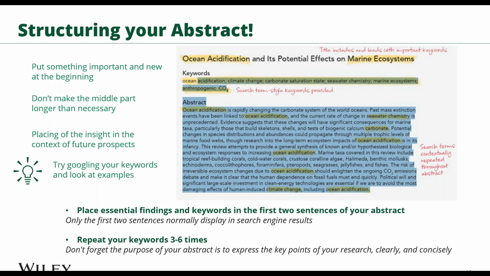Don't make the middle part longer than necessary. Repeat your keywords throughout the abstract to increase the chances of your article being picked up by search engines. As you can see in the example on the slide, the highlighted keywords are repeated throughout. This might seem a bit repetitive, but it will help people who are interested in your subject area find your article on search engines. And we'll talk a bit more about search engine optimization next.